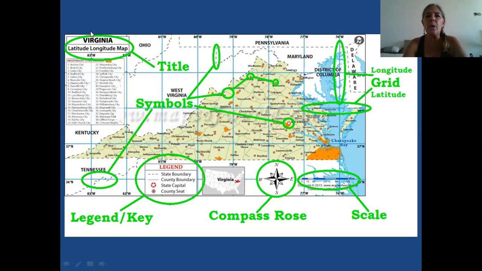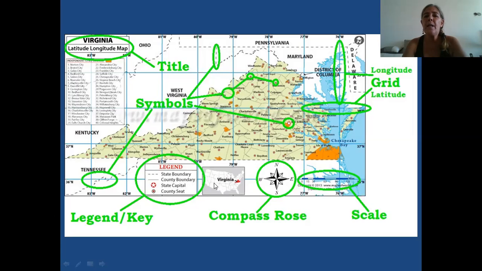We have the title. So the title over here is Virginia Latitude and Longitude Map. Okay, so we have the title on a map. Then we're going to have the key or legend right here. In this case, it's showing with dotted lines the state boundary, with a straight line the country boundary, with a little red circle with a star the state capital, and with an orange circle the county seats.